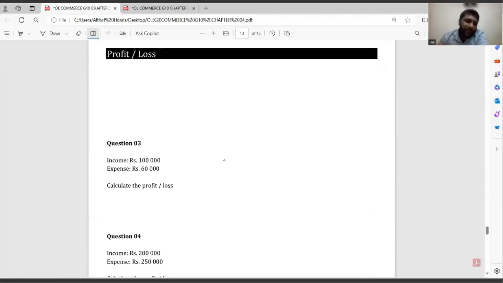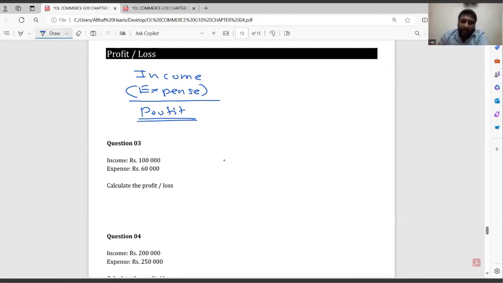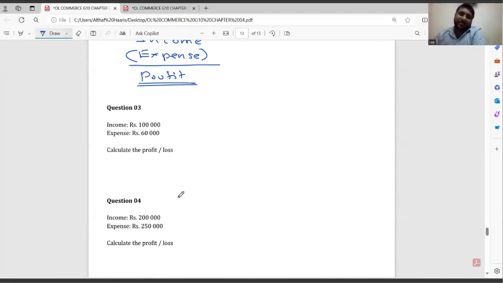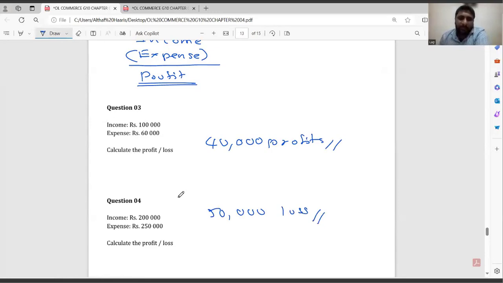Write down how to calculate the profit. Income minus expense is profit. So here what's the answer? 40,000 profit. Here what's the answer? 50,000 loss. Because your income is 200,000 and expenses are 250,000, there is a loss.